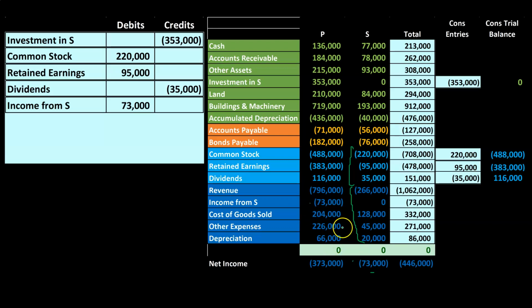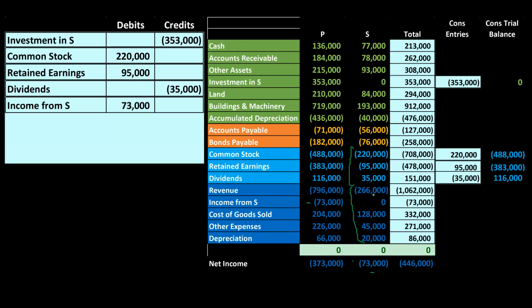Well, we're not going to eliminate all these accounts. What we're going to do is eliminate what P represented as income from S. So that 73,000 is right there. That 73,000 represents the net income from S that's double reported. Why? Because P recorded it as one line item on their financials using the equity method. We don't want it represented as one line item. When we consolidate it, we want these to be represented in terms of all line items, revenue minus expenses.